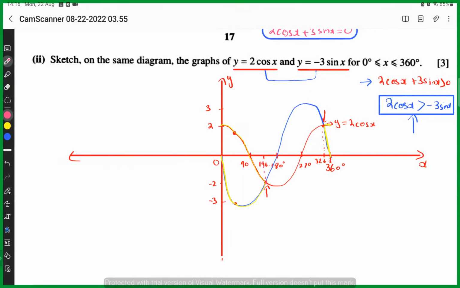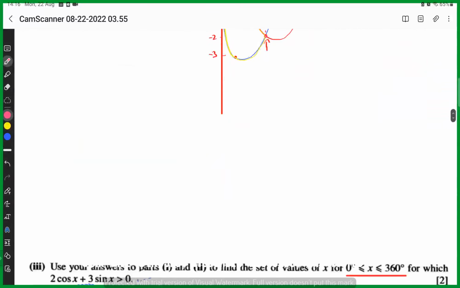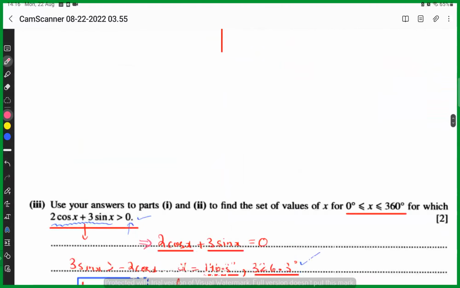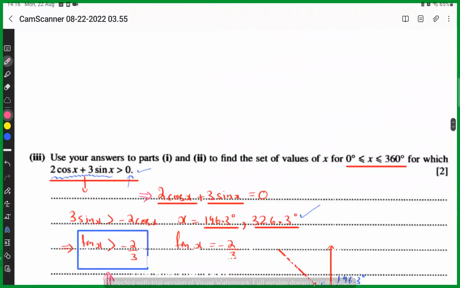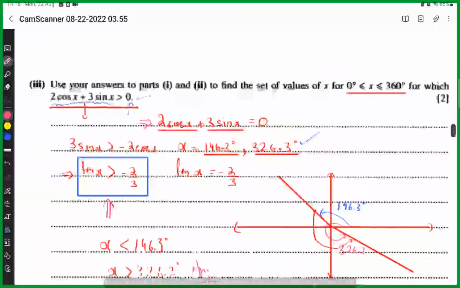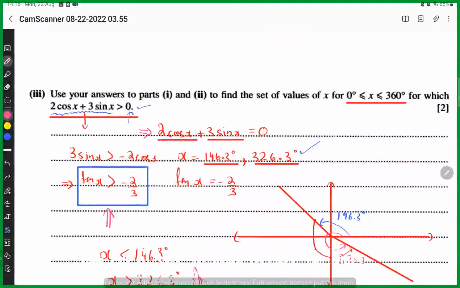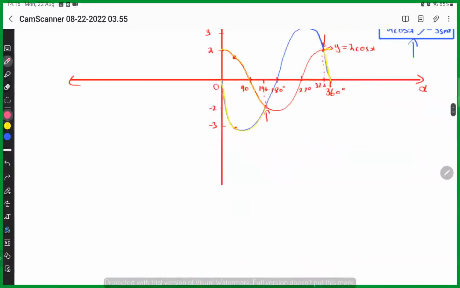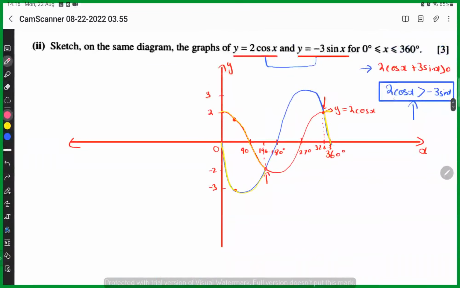We would have picked these two parts if the question was about solving the equation. Here, we did not have an equal to sign. Here we have this inequality: 2 cos x plus 3 sin x is greater than 0. So when I rewrite it, I get 2 cos x is greater than minus 3 sin x. Now this is the graph of 2 cos x, and this is the graph of minus 3 sin x.